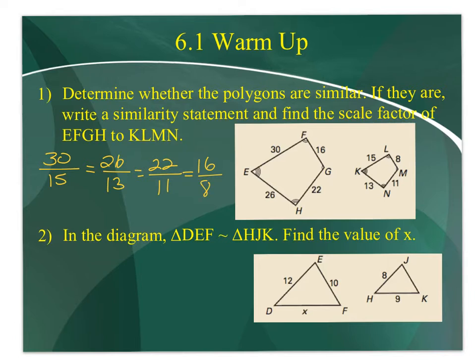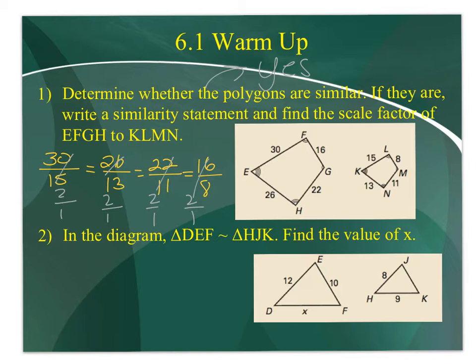What's true about all of those ratios? They would get reduced to what? 2 over 1, each and every one of those. If any one of those did not reduce to 2 over 1, these are not similar. All of them have to reduce to be the same. So the yes is my answer, that they are similar.